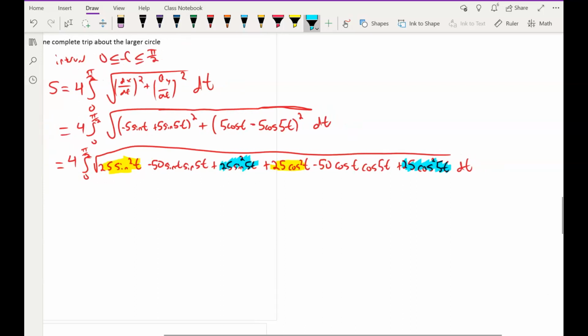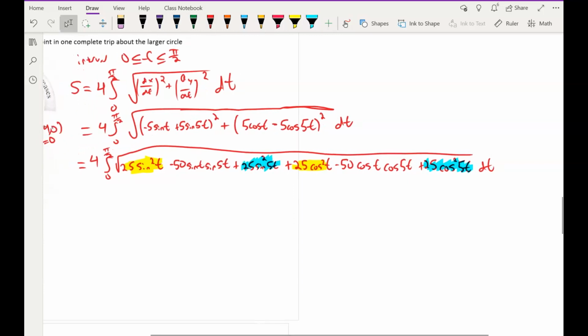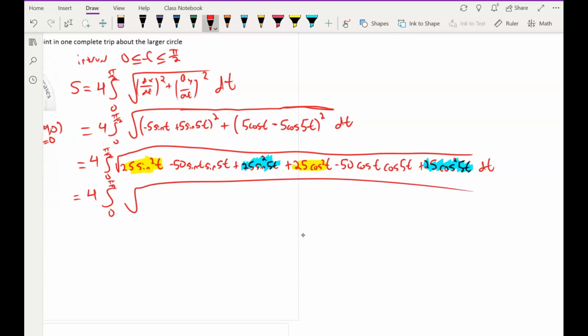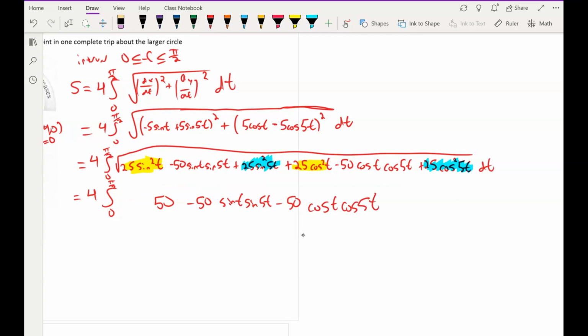So really, I can rewrite this. This is going to equal 4 times the integral from 0 to pi over 2 of the square root of, well, these yellow values combined to be 25, those blue values combined to be 25. 25 plus 25 gives me 50. So I have 50 minus 50 sine t sine of 5t, minus another 50 cosine of t cosine of 5t, dt.